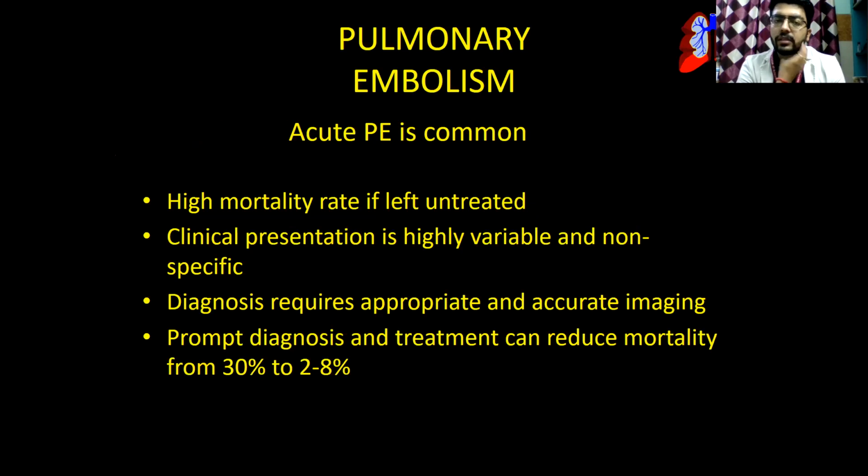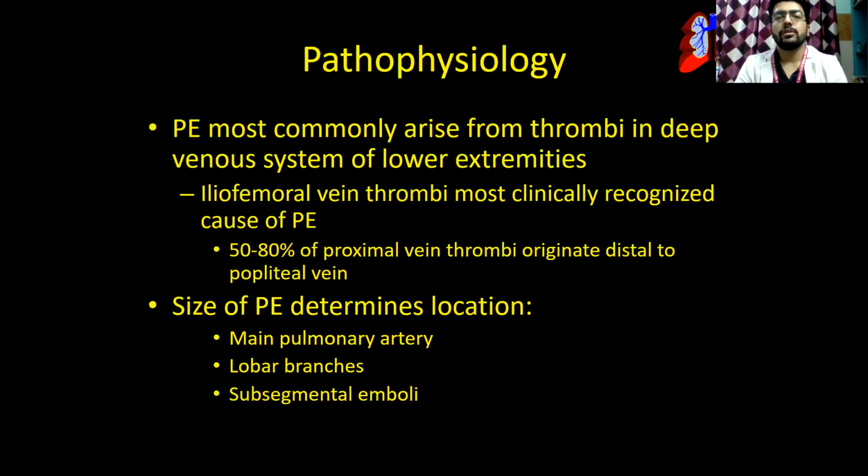So acute PE is common as compared to subacute and chronic. Acute PE carries a high mortality rate if left untreated. Clinical presentation is highly variable and non-specific. Diagnosis requires appropriate and accurate imaging. Prompt diagnosis and treatment can reduce mortality from 30% to 8%.